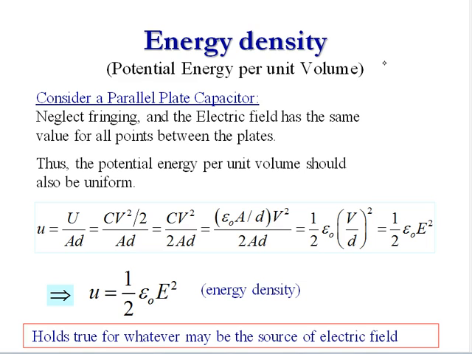So let's consider a parallel plate capacitor, and again we'll neglect the fringing, so the electric field will be the same at all points between the plates. So we'll look at potential energy per unit volume. That should also be uniform. So we use a lowercase u for energy density. That's our potential energy per volume for a parallel plate capacitor. That volume is the area of the plates, right? The area of our plates up here.